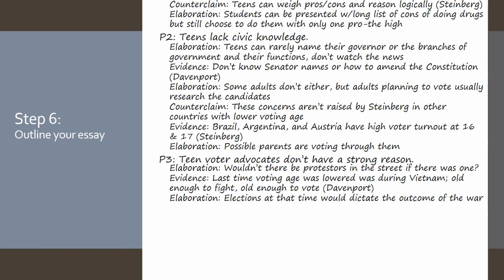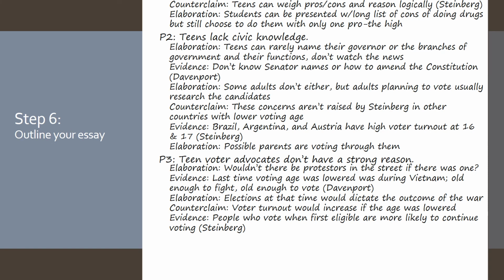And then for my counterclaim, obviously this is the only reason the other side says that we should lower the voting age. So opposition says the voting age should be lowered now because it would increase voter turnout. And then I need to elaborate on that and say people who vote for the first time, or the people who vote when they are first eligible to vote, are more likely to continue voting, according to Steinberg. Because remember, I have to have evidence from both articles.